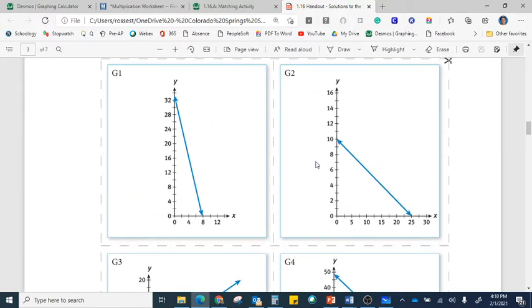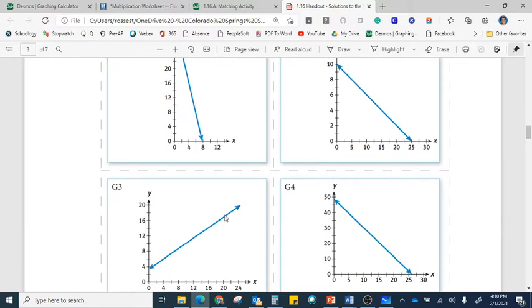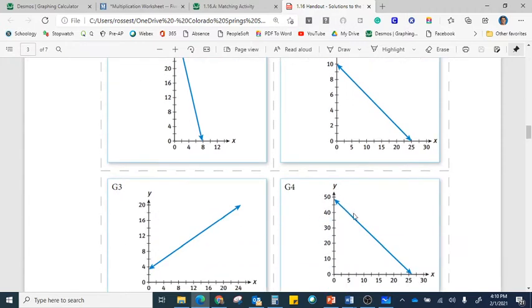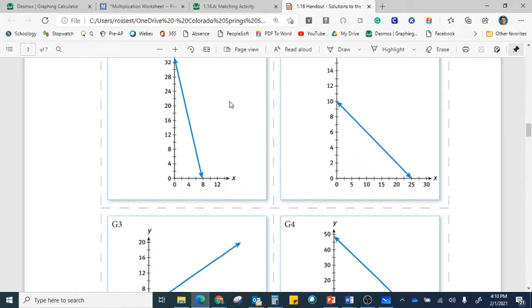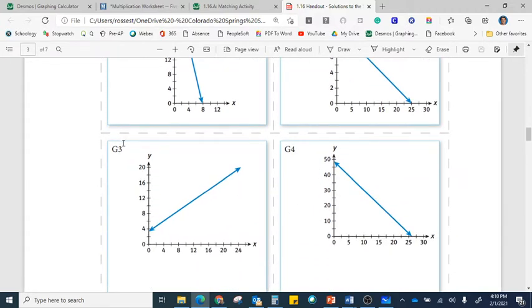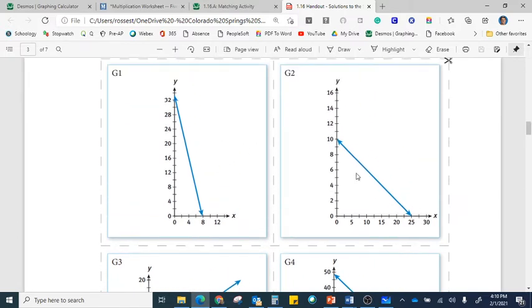If you notice, just out of observation, finding patterns in numbers, seeing what's there, G1, G2, and G4 have a negative slope. That means they're going downhill if I read from left to right. As opposed to G3, which, reading from left to right, is going uphill. There's going to be one of them that's not going to be like the others, so that's just something to think about.